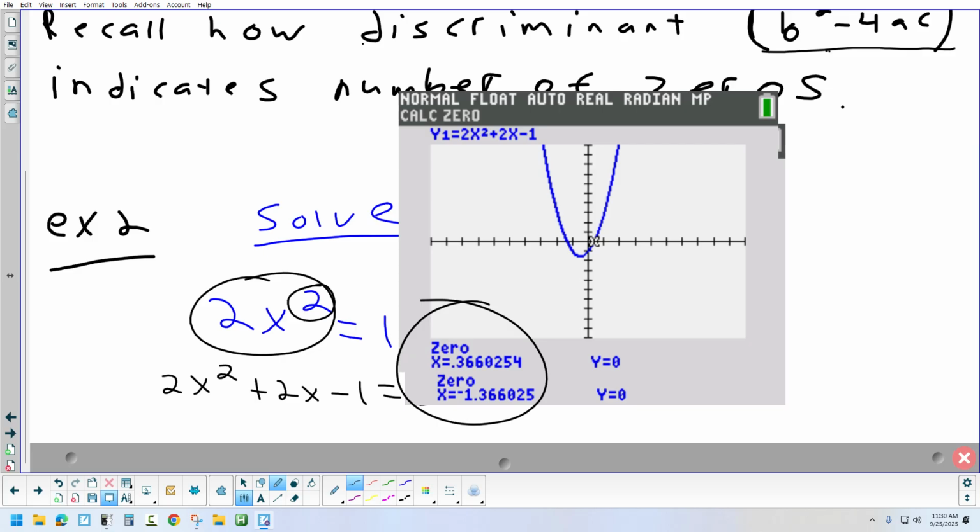Any question on how we got those 2 answers? Yes? So you do second calc, 0, and you go to the left. You obviously can see it from there. My cursor's just, it's kind of showing the game.